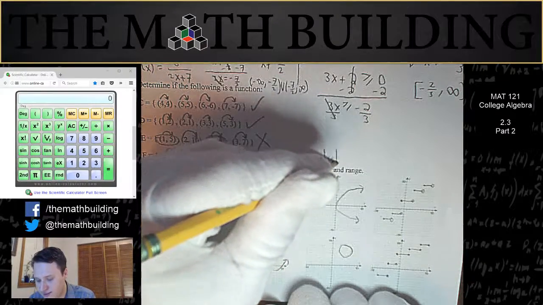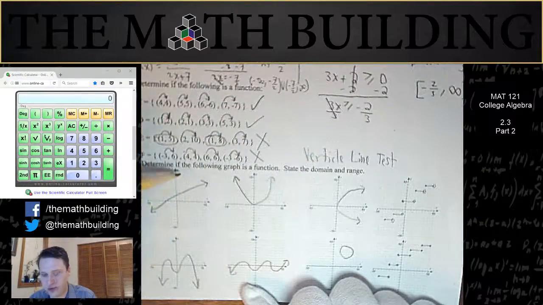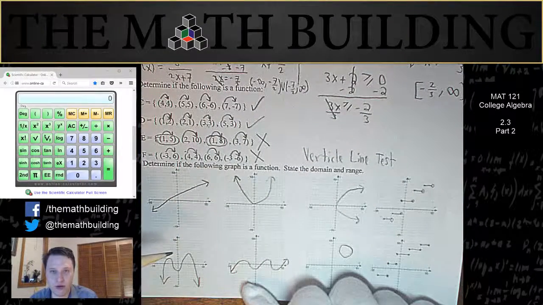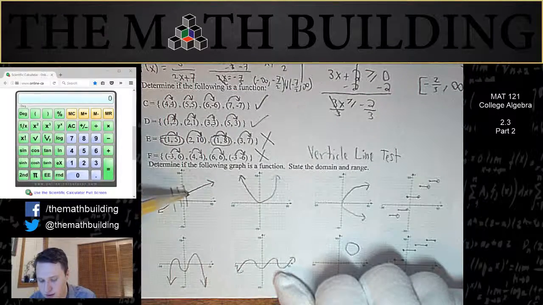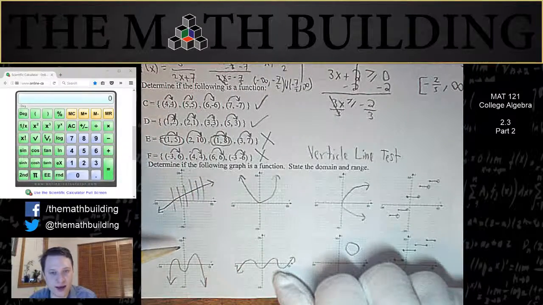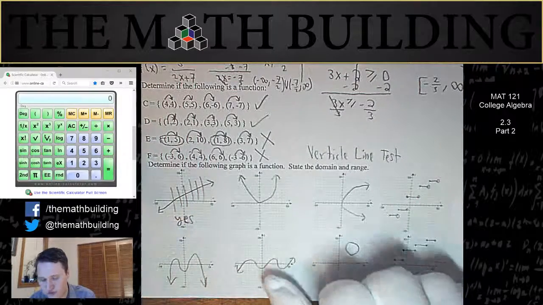So the vertical line test is if you can draw a line through a graph and it touches in two places, it's not a function. So in looking at this first one, is this a function? Yes. Every line I draw vertically only touches the graph in one place, so this is a function.